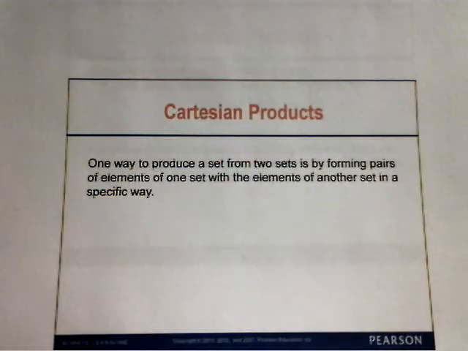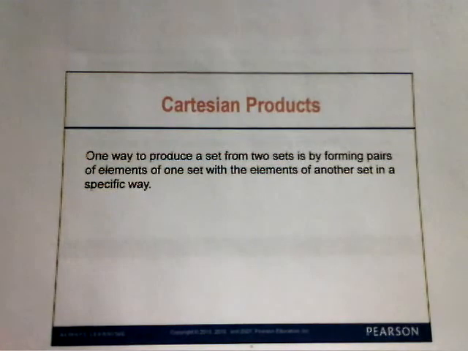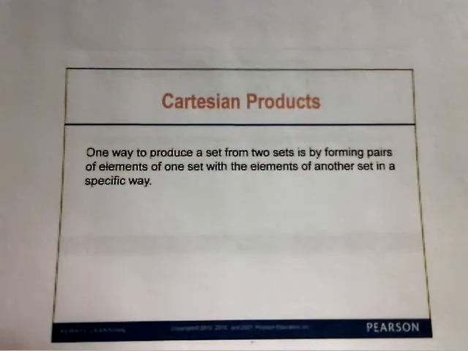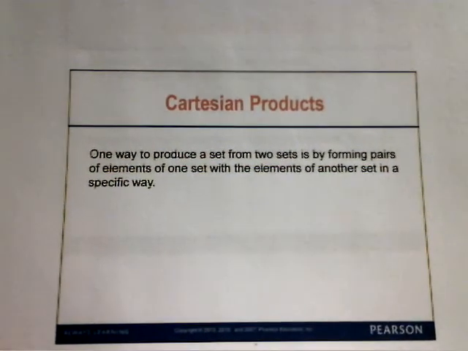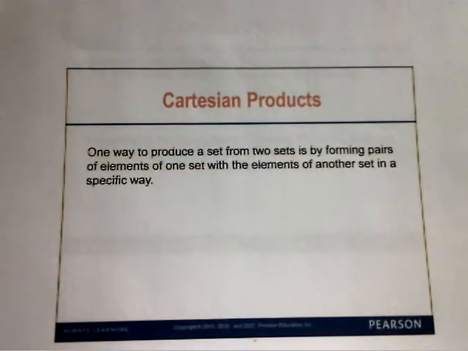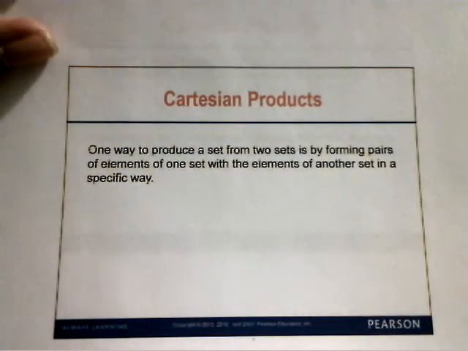All right, the next thing we're going to talk about is Cartesian products. One way to produce a set from 2 sets is forming pairs of elements of one set with the elements of another set in a specific way.